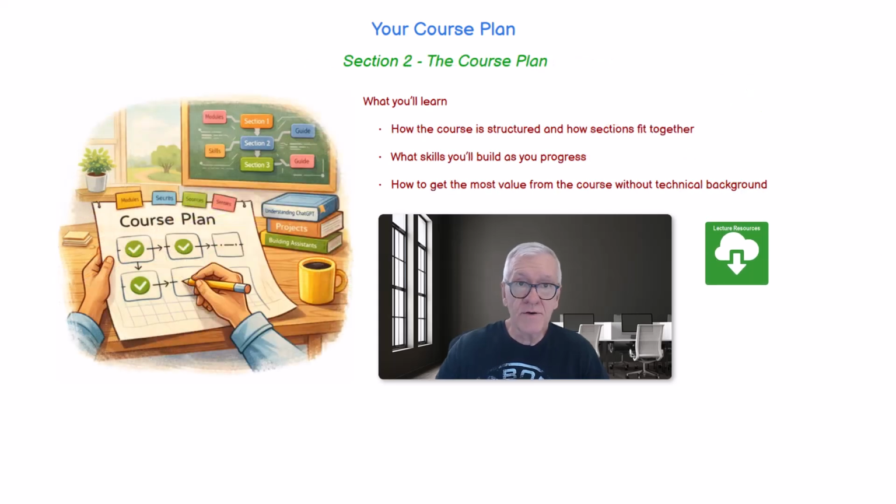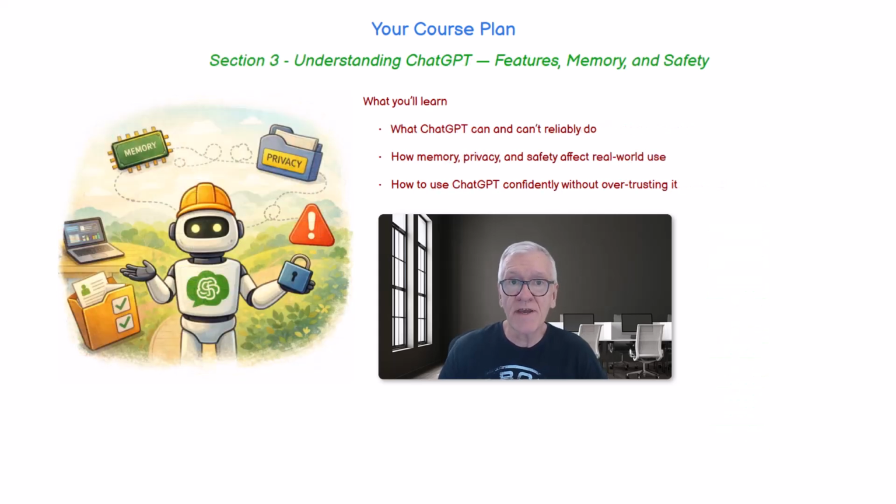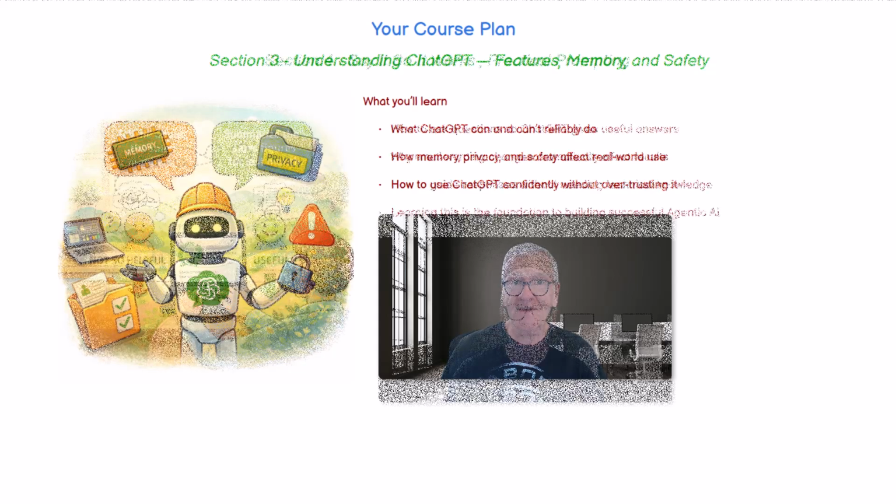And section 2, which is what we're doing now, is determining how the course is structured and how sections fit together, which is section 3, understanding ChatGPT features, memory and safety. Here we're just going to learn about what ChatGPT can and cannot reliably do. And that's always the key focus with generative AI, is reliability and consistency. We'll talk about how memory, privacy, and safety affect our real world use of generative AI, and how to use ChatGPT confidently without over trusting it.